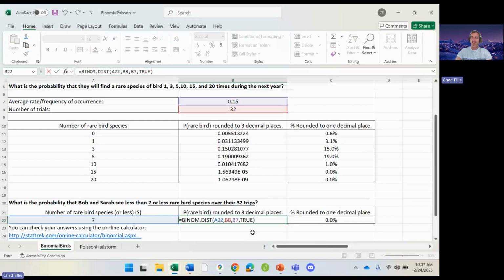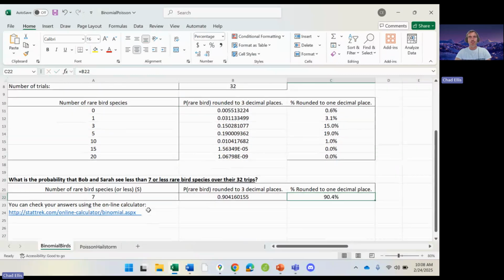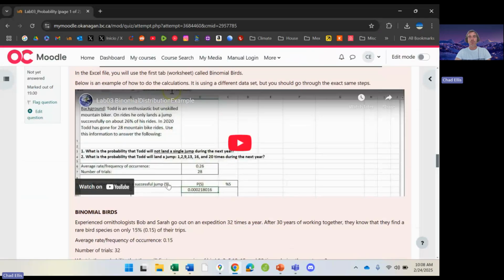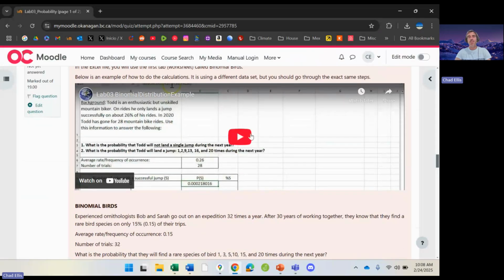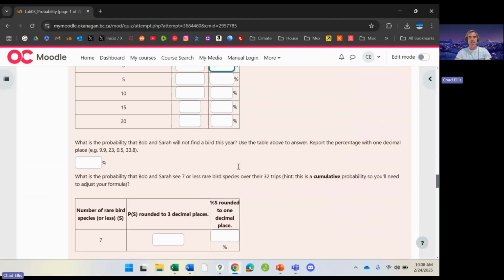And what that does is it gives me the cumulative, all the probabilities up to the number of 7 rare bird species. So in this case, there's a 90.4% chance that if they go out 32 times, they're going to see 7 or less rare bird species in those 32 trips. That's how you're going to go about doing the binomial distribution. Of course, there always is an embedded video there to take a look at that. And you're essentially going to be filling in these values from the Excel table that we just did.